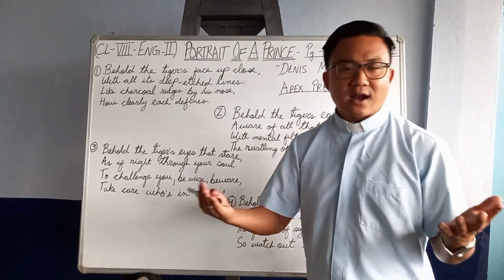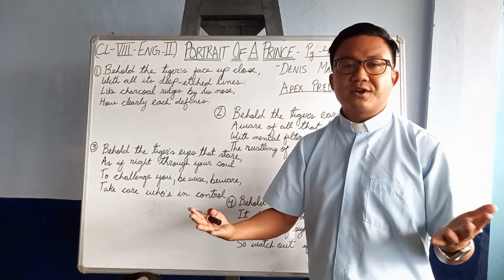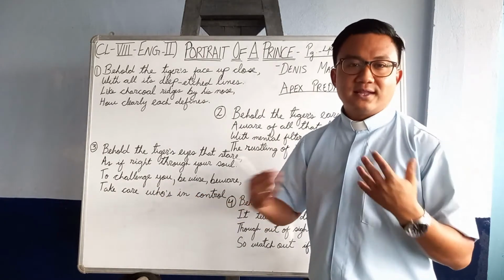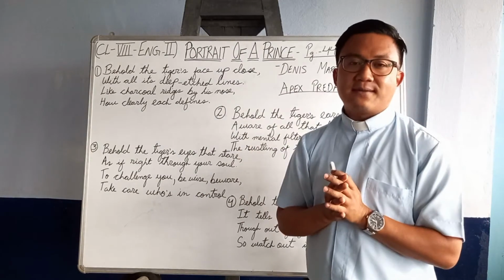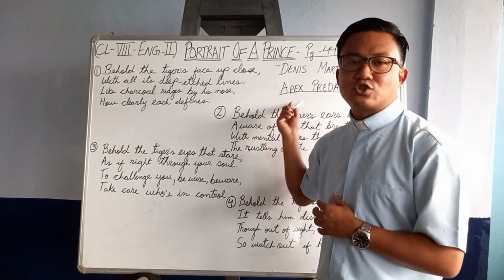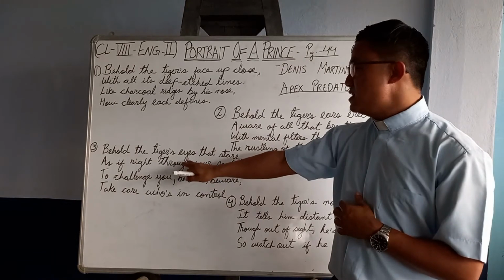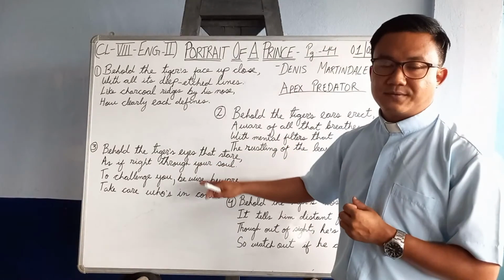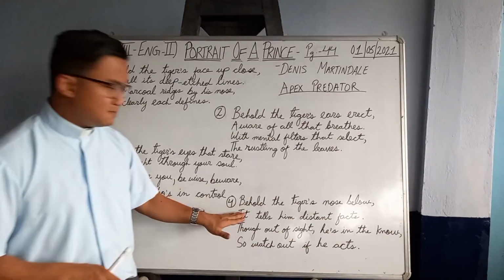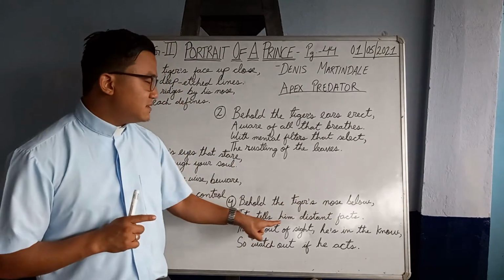Because whenever a tiger is around, or whenever you or I are in front of the tiger, definitely who is in control? The tiger will be in control, isn't it? Because he is far stronger than us, than any other animals. That's why it is called an apex predator. Okay, the strongest of the strong. So in the third paragraph, we heard about the tiger's sense of vision, seeing. Now in the fourth paragraph we have here, behold the tiger's nose below, it tells him distant facts.